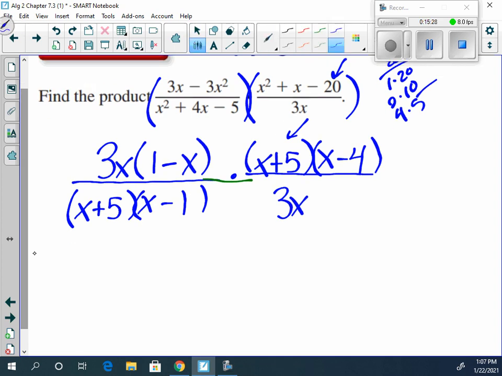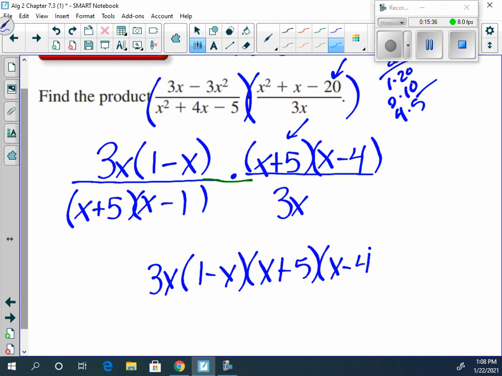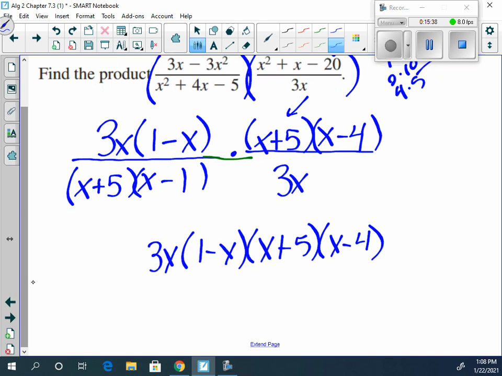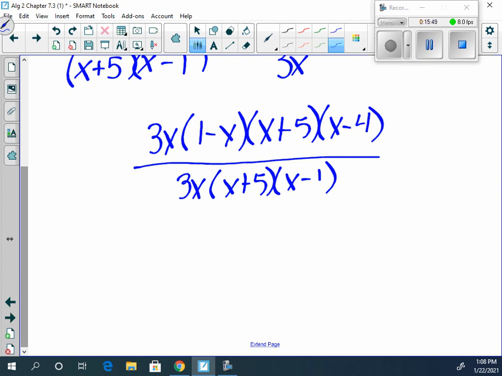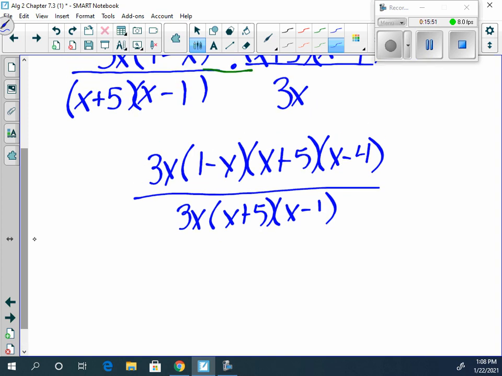I mean, we can rewrite this if we want. It's just going to be 3x times 1 minus x times x plus 5 times x minus 4. They all just go together. The denominators, I'll just move the 3x out front: x plus 5 times x minus 1. So we just put them all together on top and bottom.